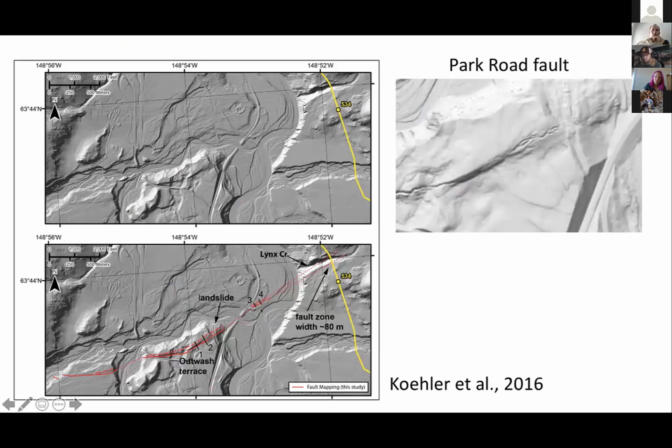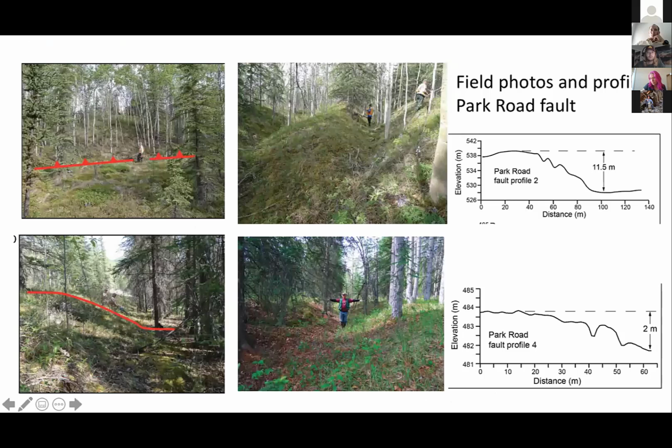Here's the Park Road fault, which is a back thrust of the system. I'll just zoom in real quickly on this image on the right. It shows a nice scarp coming across, and then some collapse features or maybe some grabens in the hanging wall. And then it's obscured by landsliding over here. Here's what that looks like in the field.